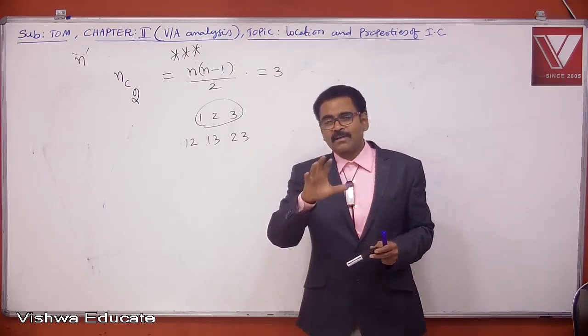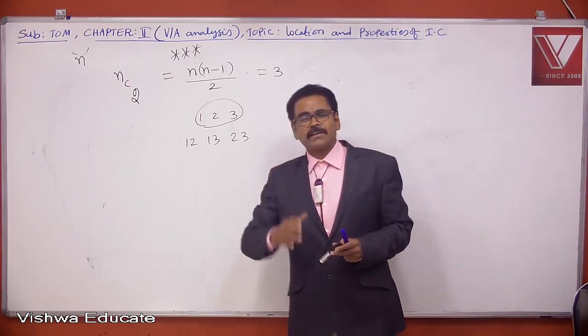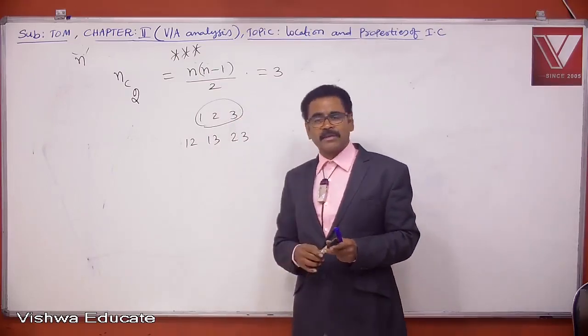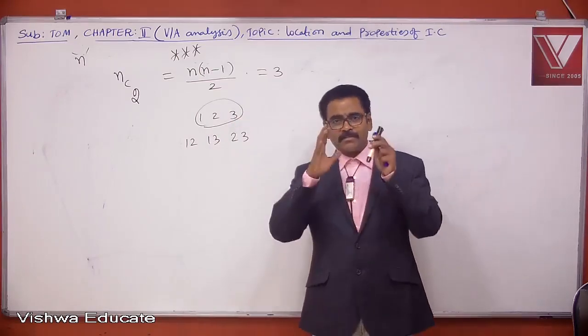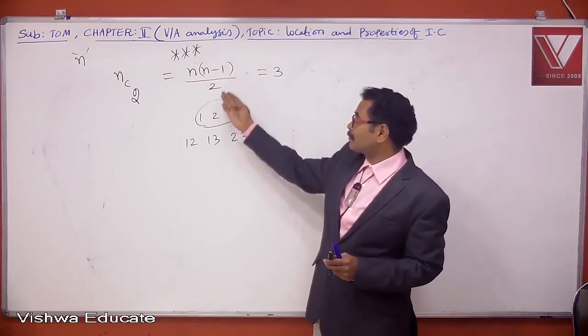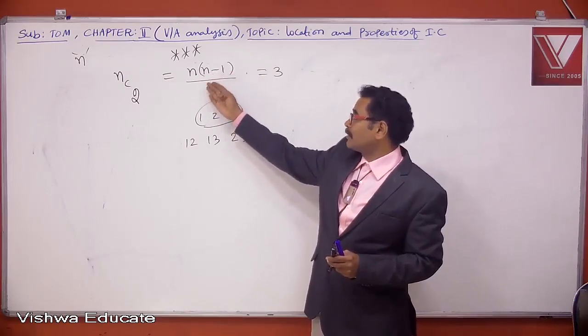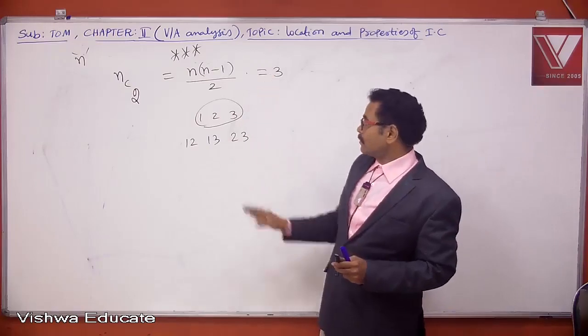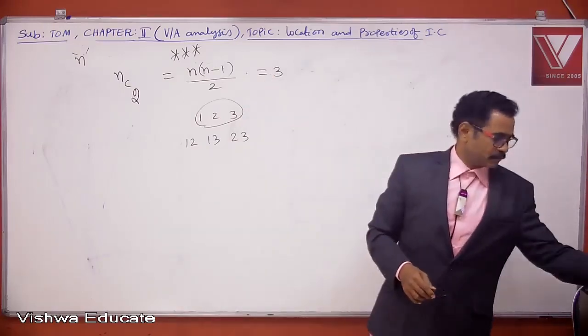When you get this kind of silly doubt, don't get tense, don't panic. Use simple logic like this. You can even use n is equal to 2. For example, 2 bodies are there. How many pairs can you form? Only 1 pair. Put n is equal to 2 here: 2 minus 1 is 1, 2 by 2 is 1. So you are getting 1 only. Right? So it is n into n minus 1 by 2.